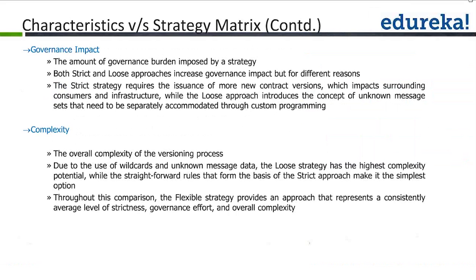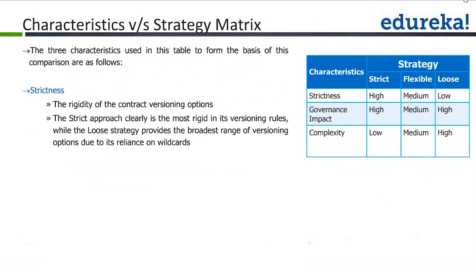So what is governance impact? It is when a change has a big governance impact. Both strict and loose approaches increase governance impact, but for different reasons. So if I go back to the matrix, strict will again be high because it has a huge governance impact and it is a new version. Flexible in all cases would be medium because one has to take care only of the backward compatible changes and not forward. But why is loose high?